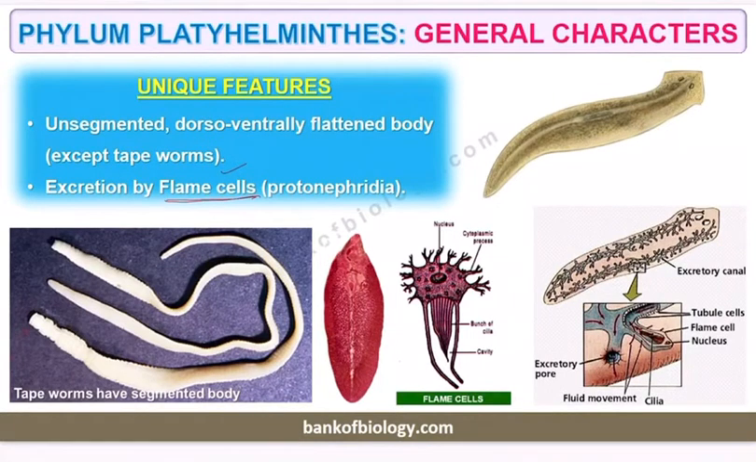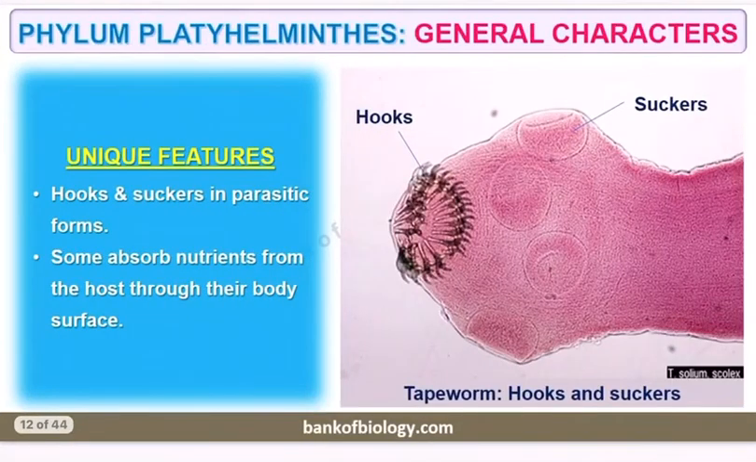What are the unique features? They are unsegmented. There are no segments. There is no metamerization. Dorso-ventrally flattened body, except tapeworm of course, and excretion by flame cells. Again, this is important. You must remember this. Many times UPSC, NDA, flame cells are protonephridia. So the flame cell, you can be able to see this. This is how a flame cell will be there, and the flame cells will perform the excretory function.